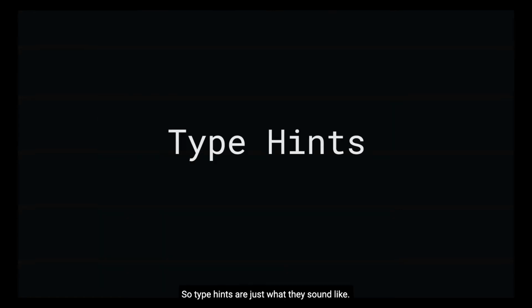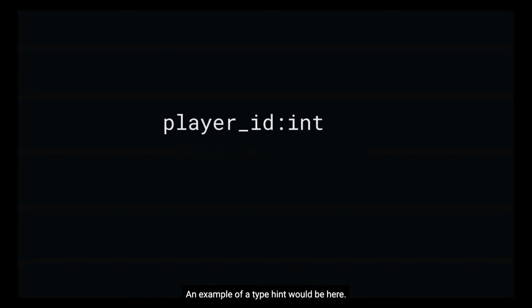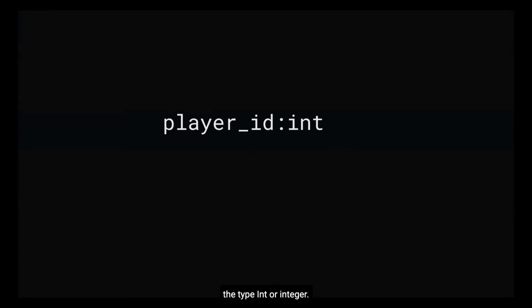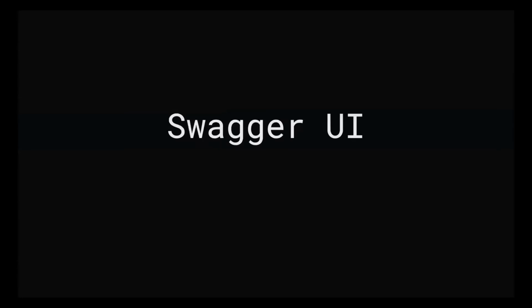So type hints are just what they sound like. They hint at the type of variable that you're using, and they help document code and catch bugs sooner. An example of a type hint would be here, this variable, which is player_ID, followed by the type int, or integer. Pydantic also works together with something called Swagger UI for the automatic documentation, which allows you to visualize and interact with your APIs in your browser.